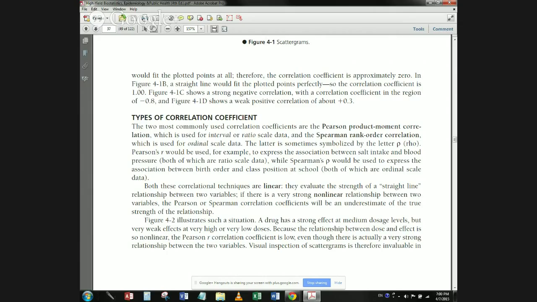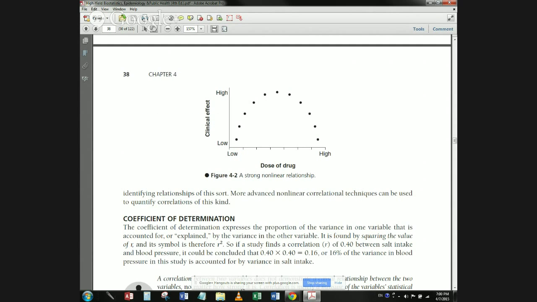Visual inspection of scattergrams is therefore invaluable in identifying relationships of this sort. More advanced nonlinear correlational techniques can be used to quantify correlations of this kind.